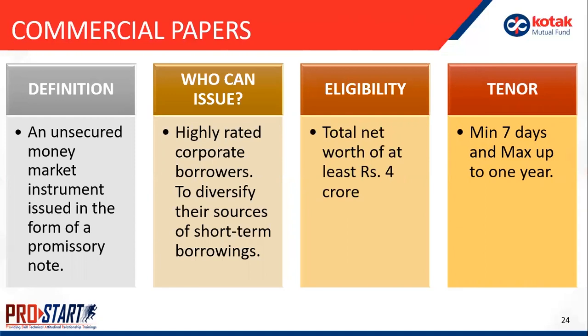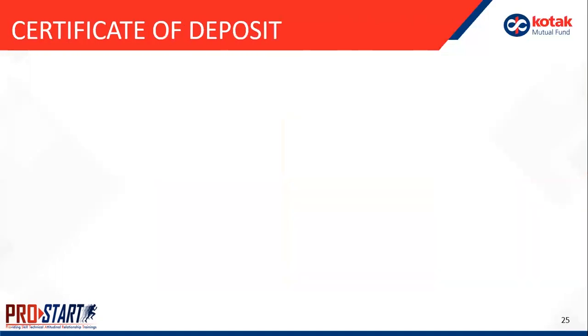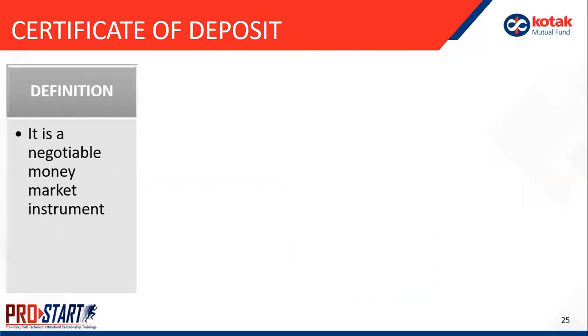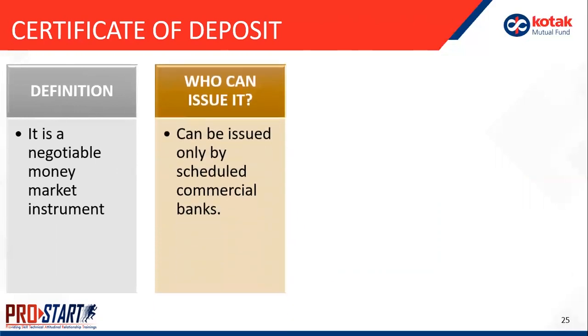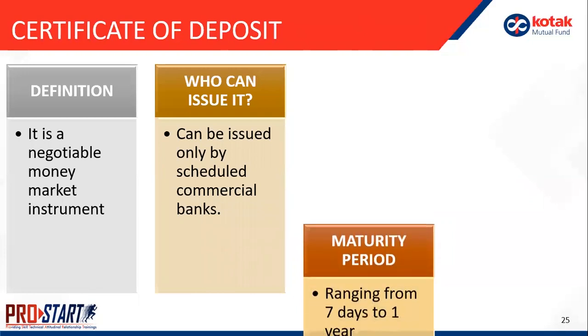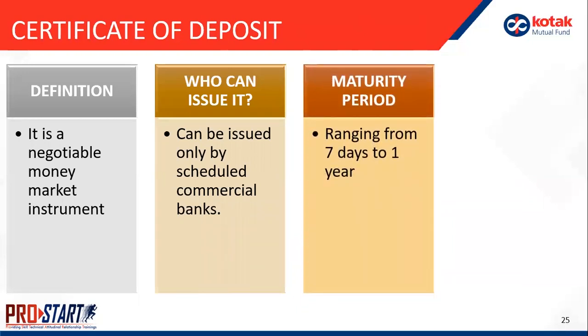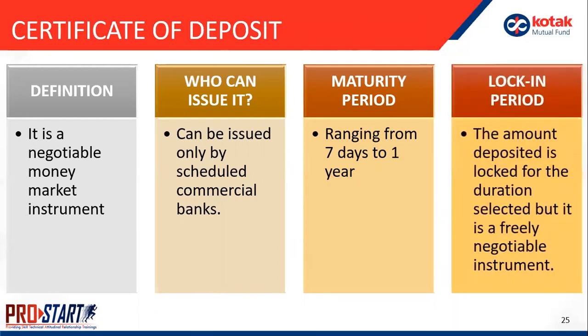The next most important debt instrument is certificate of deposit, or CD. By definition, it is a negotiable market instrument. Who can issue it? It can be issued only by scheduled commercial banks. The maturity period ranges from 7 days to 1 year. The amount deposited is locked for the duration selected, but it is freely negotiable.